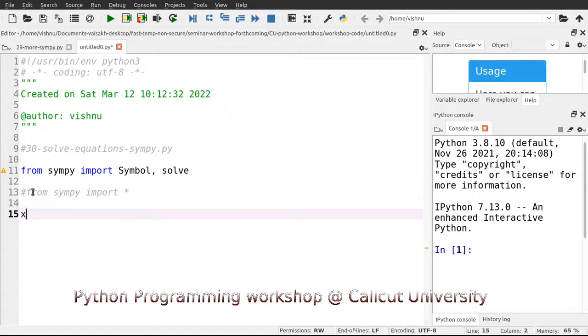Now let us define a symbol x. Remember that whenever you want to use x as a variable name, you should always define it as a symbol. Otherwise, the problem is that Python will treat this x as a variable name requiring some numerical value inside it. In Python, a variable is defined only after assigning some value to it. Here you are going to assign x the value of symbol x.